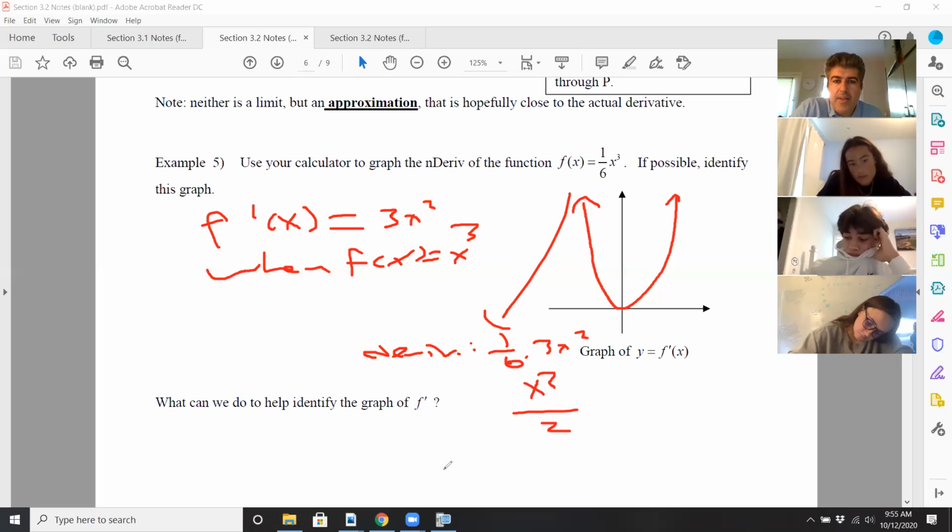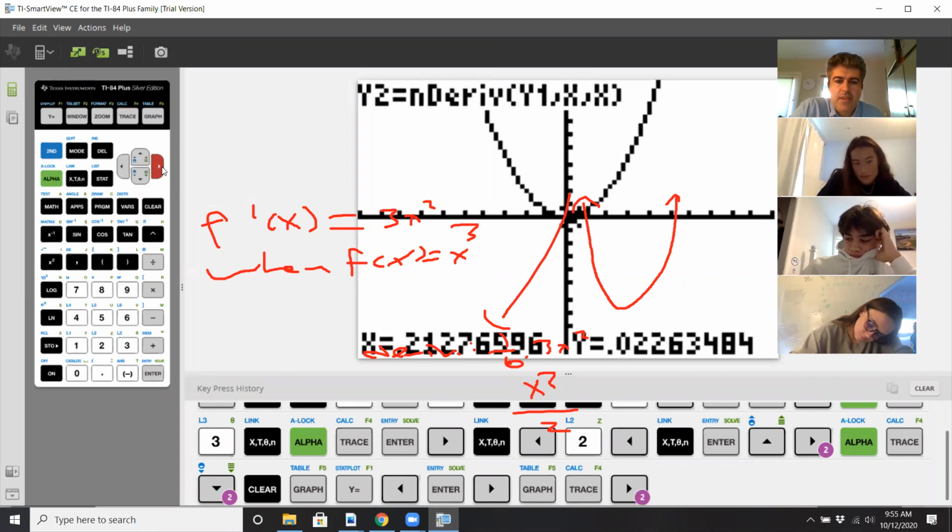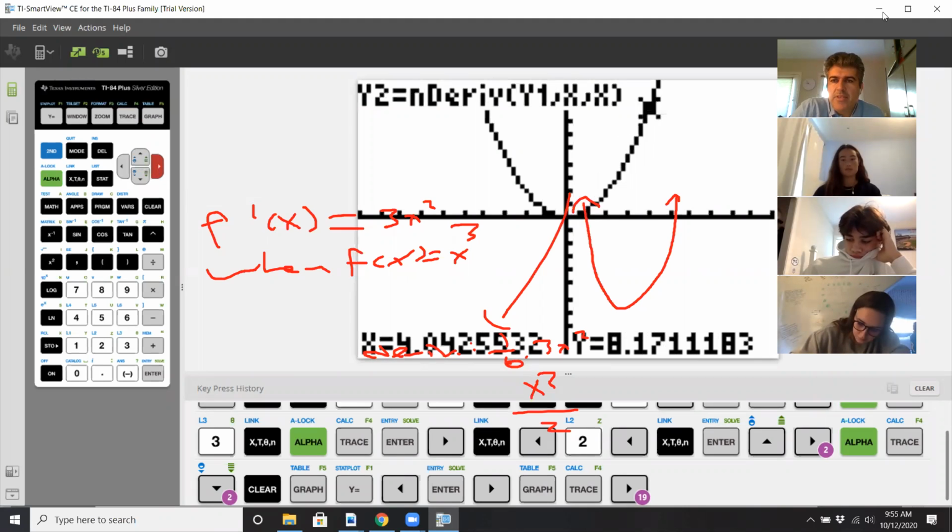If I were to go back to the calculator and investigate that just a little bit, like if I trace, at x equals 1, it looks like it's about 1/2. At x equals 2 should probably be 2. At x equals 3 should probably be about 4.5. At x equals 4 probably should be about 8, I think. Yeah, so it's kind of nice to explore that.